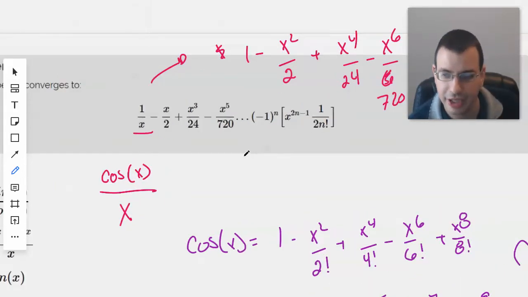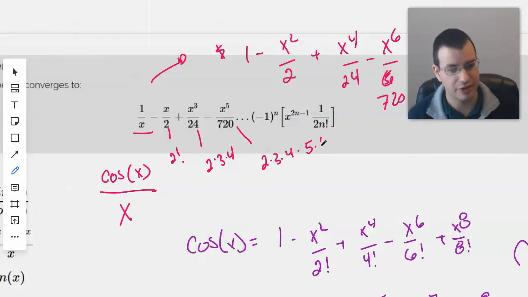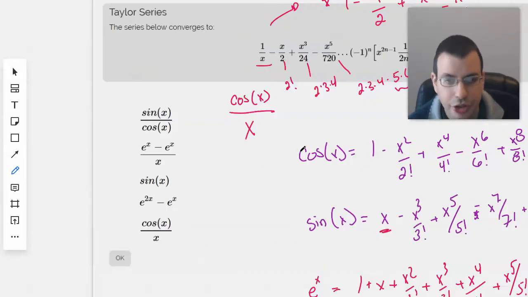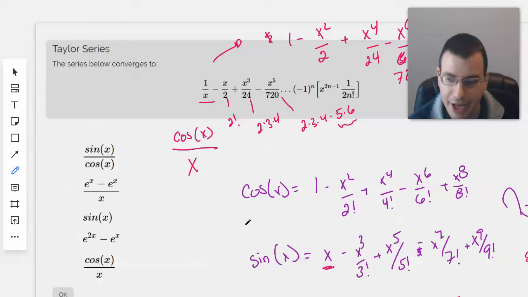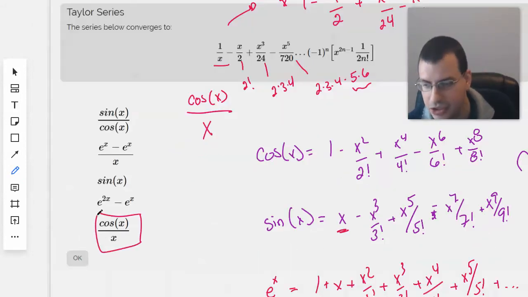Another thing to look at here is that 2 is 2 factorial. This is 2 times 3 times 4, because that's 6 times 4, which is 24. And I assume that's 2 times 3 times 4 times 5 times 6, so 720. Yeah, that seems right. So it follows the same pattern. And so we look at what we got here, and it's going to be this value right here.